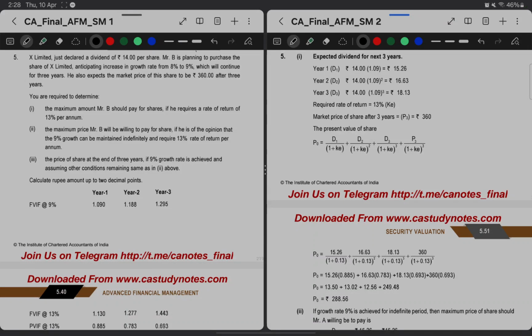Hi CA students, let's revise CA Final AFM Security Valuation Chapter 5 Practical Question 5. X Limited just declared a dividend of 14 rupees per share. So D0 equals 14.